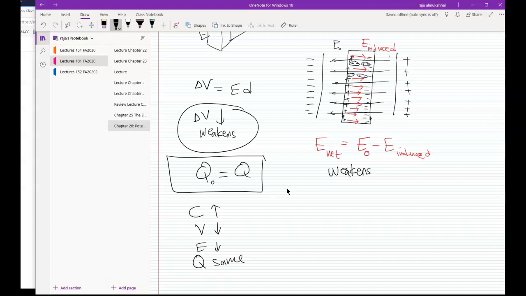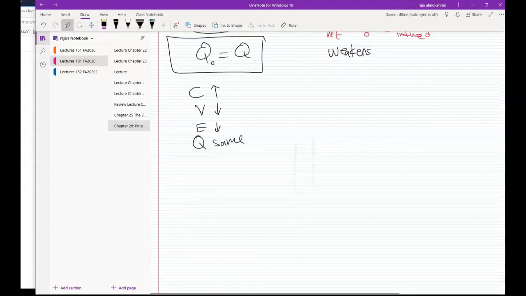Now, when you ask the question, by how much the voltage will drop, or by how much the electric field will drop, or by how much the capacitance will change, it turns out that it is actually a constant value for a specific material. As a matter of fact, we have something called the dielectric constant, which is a property of the material, just like density and specific gravity. So let me talk about that.